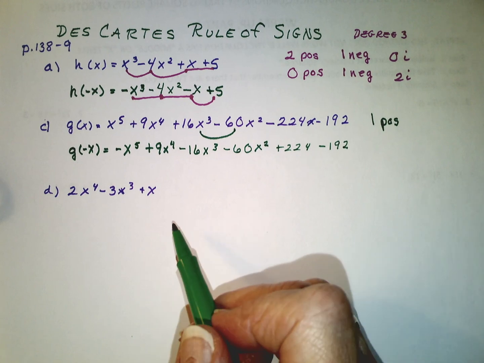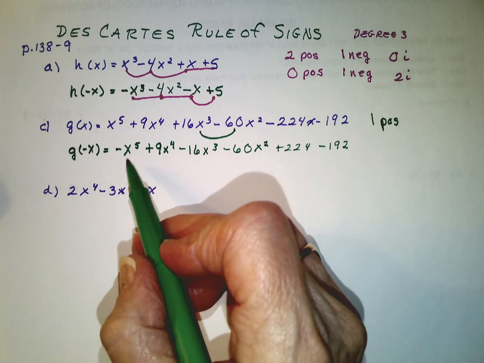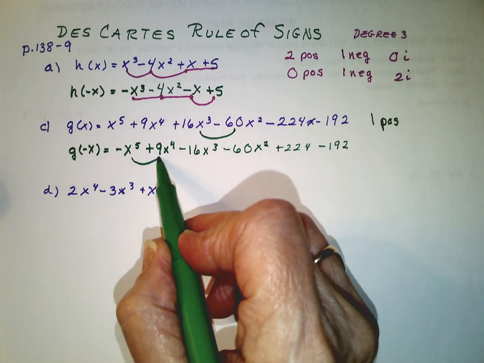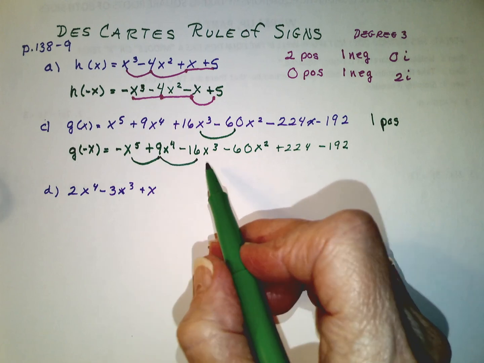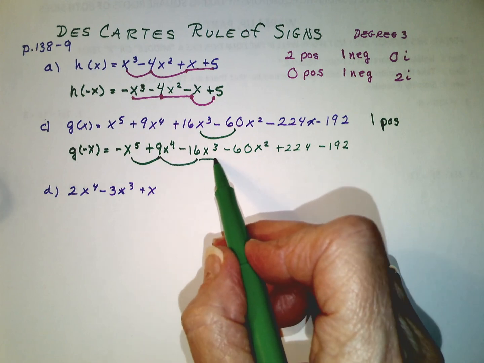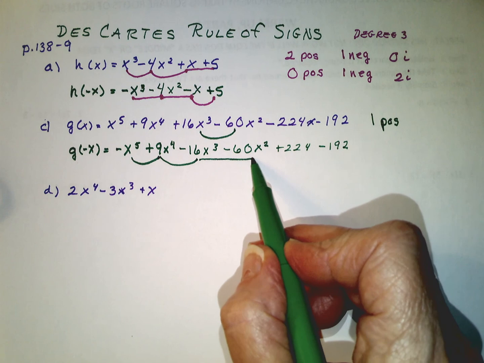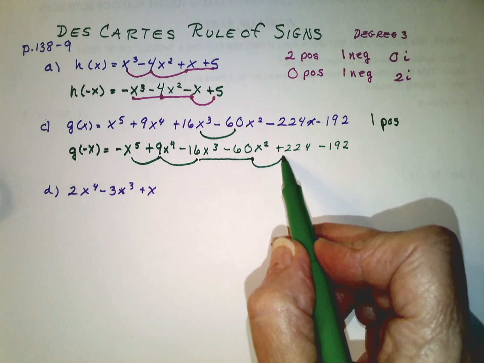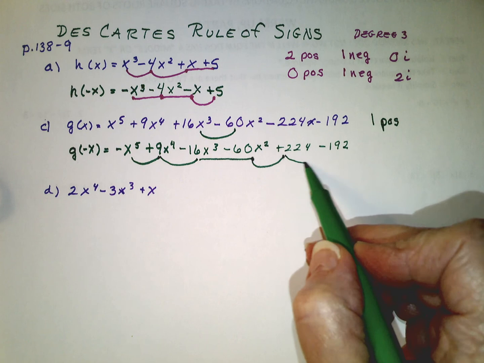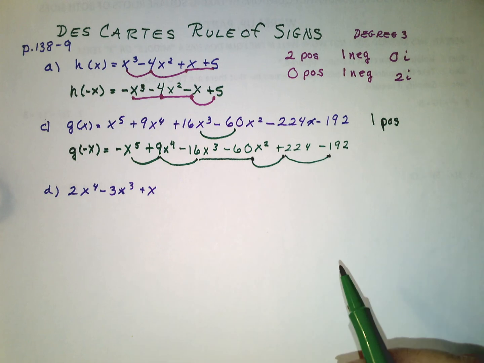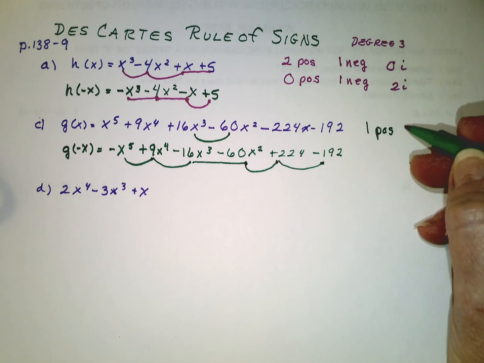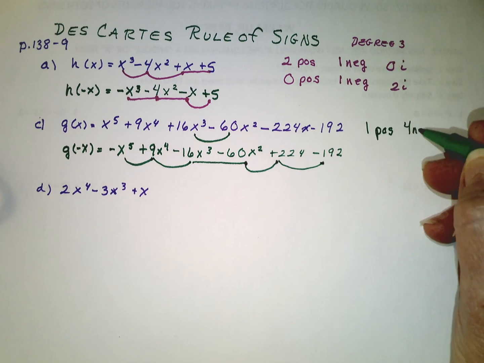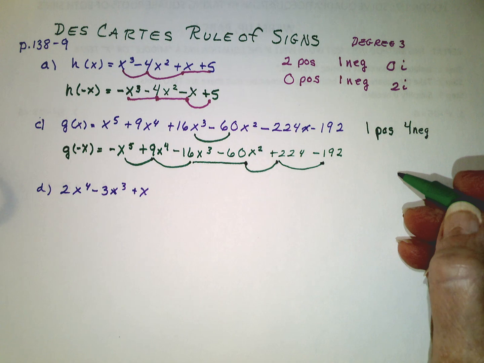And then we count the sign changes. Well, it went from negative to positive. One change. Went from positive to negative. Two changes. Stayed negative. Then it went from negative to positive. That's a third change. And then from positive to negative. That's a fourth change. So there could be 4 negative real roots.